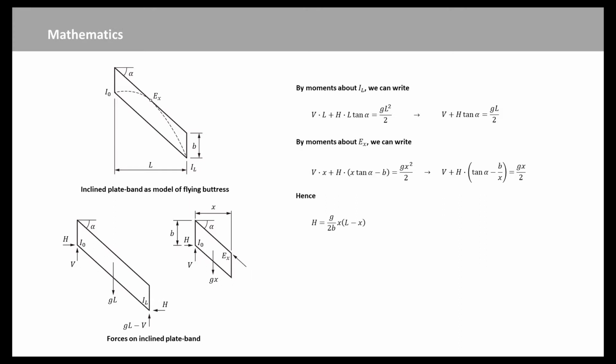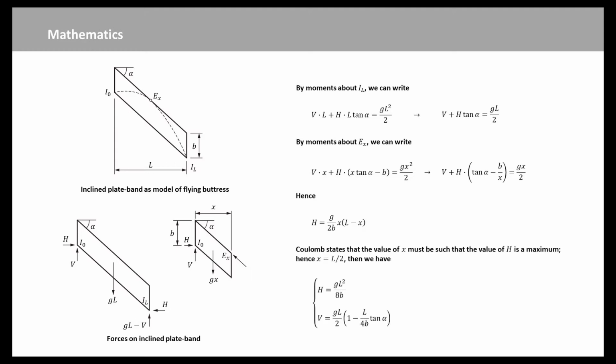Now Coulomb states that the value of X must be such that the value of H is a maximum. Hence, X is equal to half of L. We obtain the H and V equations. The same results have been obtained by writing the condition that the line of thrust just touches the extrados at EX. This calculated value of H must always be less than the horizontal component of the vault thrust.